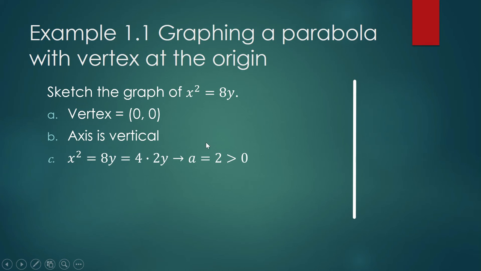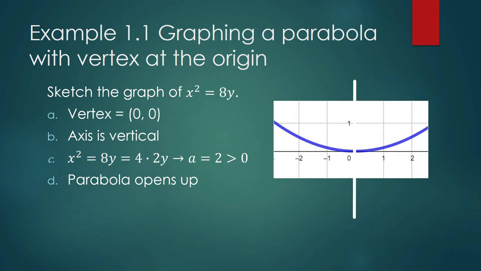Let us write that in such a way that we can see the value of a. x squared is equal to 8y. Let us factor out 4. So a is equal to 2. It is positive. What does that mean? Our parabola opens upward. If this is a quiz or an exam, in one corner of your paper, draw a parabola that opens upward. That will be your guide.